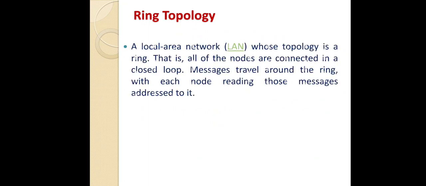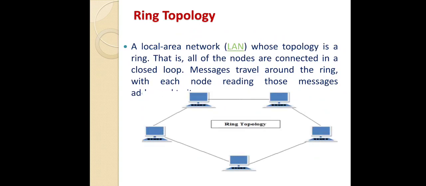Moving to the second type of topology, that is ring topology. In ring topology, as we can see in the diagram, all nodes are connected in a closed loop. The message or the data travels around the ring with each node reading those messages. As we can see here in the diagram, in ring topology, the data transmission occurs from one computer to another computer through the closed loop.